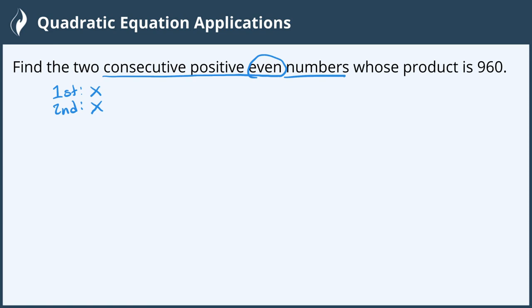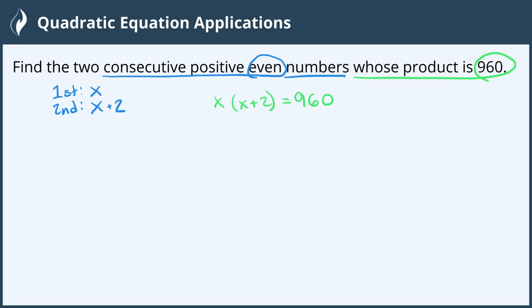If the first one is 2 and the next one needs to be its consecutive even number, it needs to be 2 away. So we'll add 2. That's like 2 to 4 or 6 to 8 and so forth. Now we do know something about these numbers. These numbers, product is 960. Product means that we multiply. So I'm going to multiply the first times the second, and the result is 960.